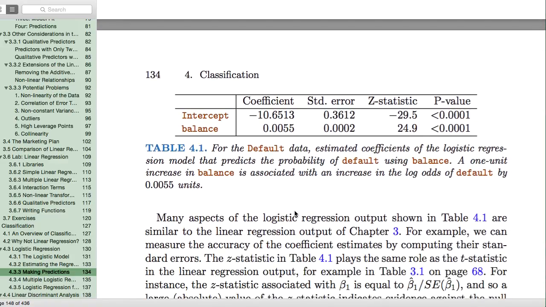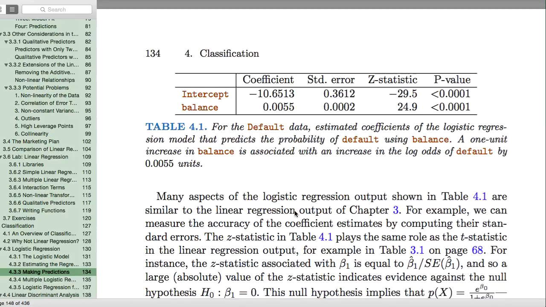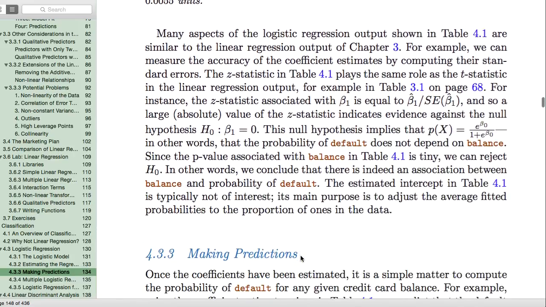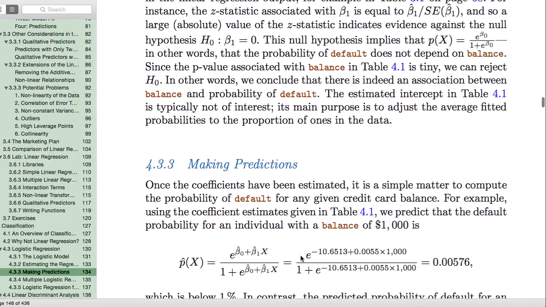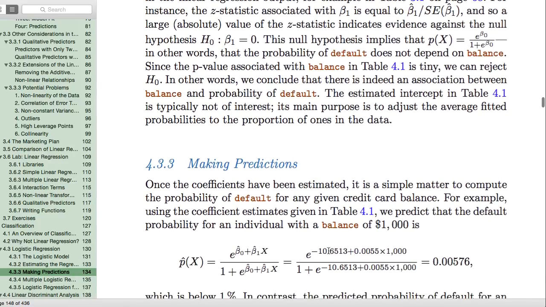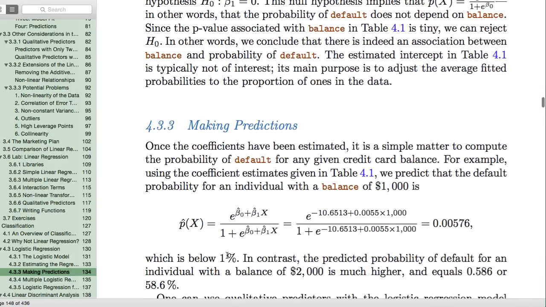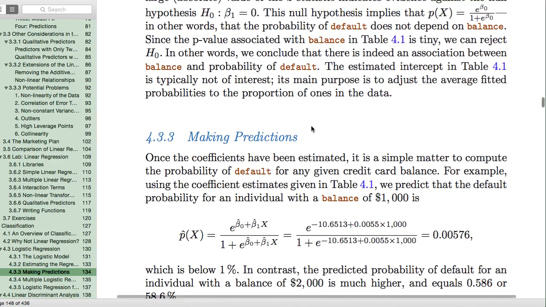And we saw above a formula where we could compute the probability from the odds, and I think the probability is actually computed down here somewhere. And we can just plug this in. So the default probability, we just plug our log odds estimate into this expression here, and we get a number below 1% for somebody with a balance of $1,000.